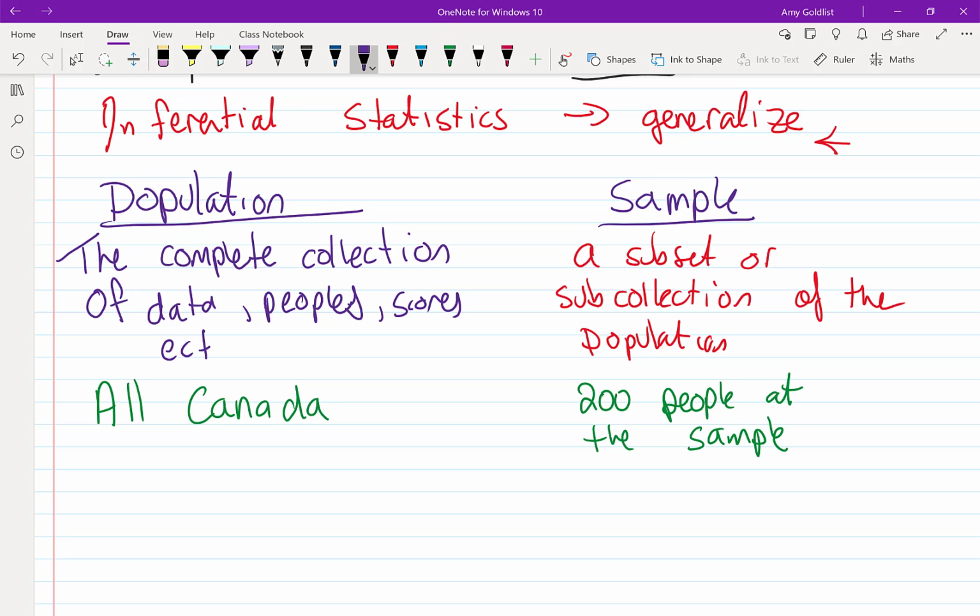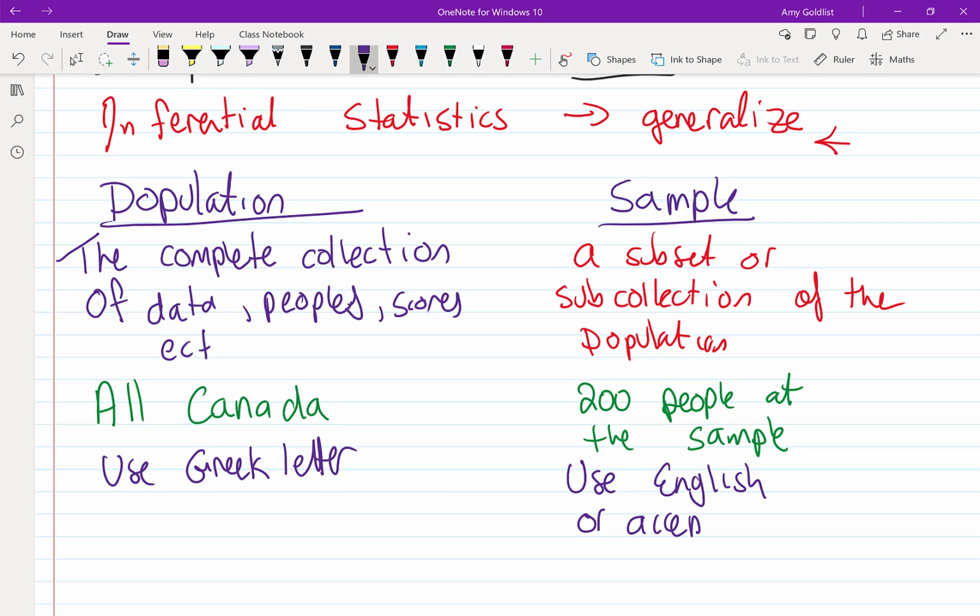In general, we use Greek letters for populations. We'll talk more about this. And in general, in samples, we use English letters or symbols, accents, in fact. And we're going to talk about some of those, like P with a hat.